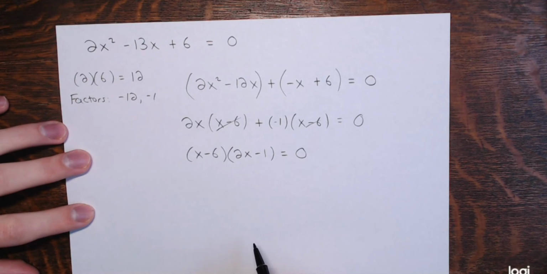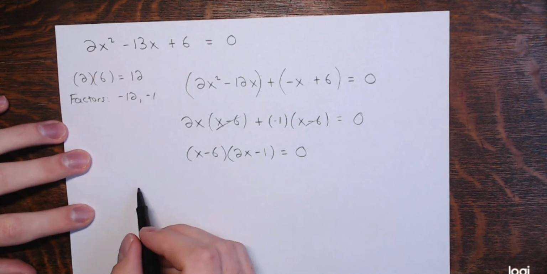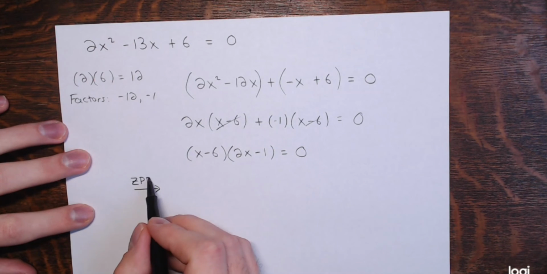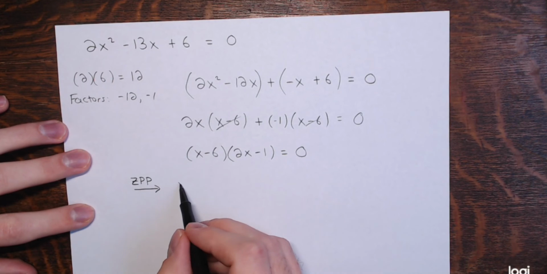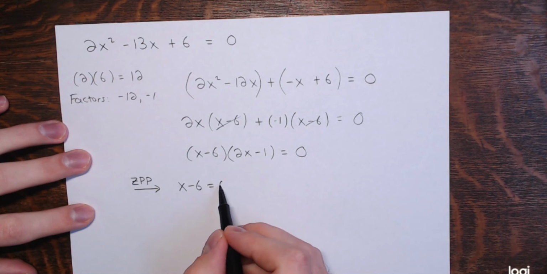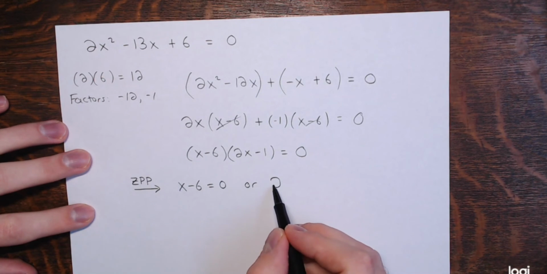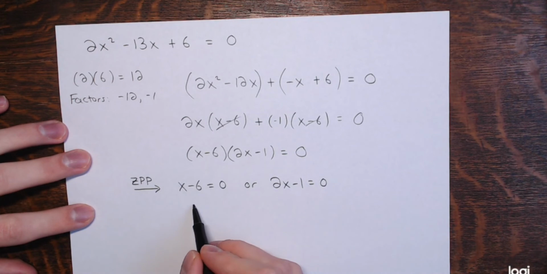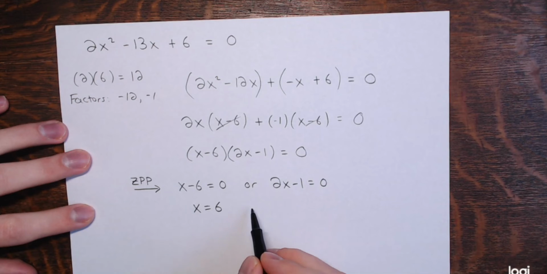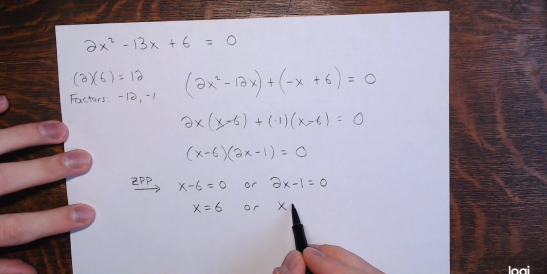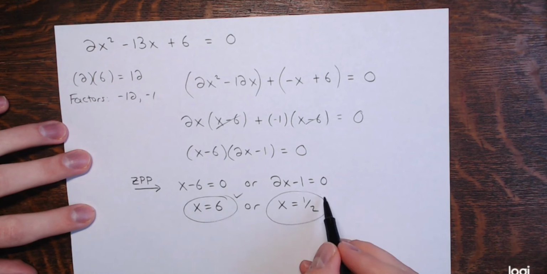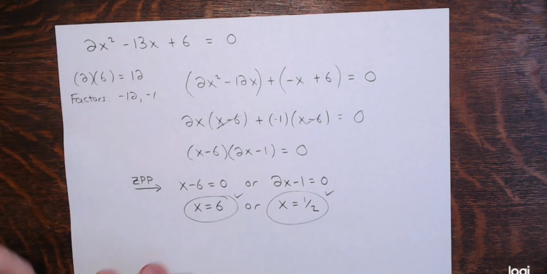Alright, so we have (x − 6)(2x − 1) = 0. Got a product equal to 0, right? So by that zero product property, either x − 6 = 0 or 2x − 1 = 0. Solving each of these, we get x = 6 or x = 1/2, and you can check both of these, they both should work. And don't forget to check them, that's why I'm putting the little check marks there.